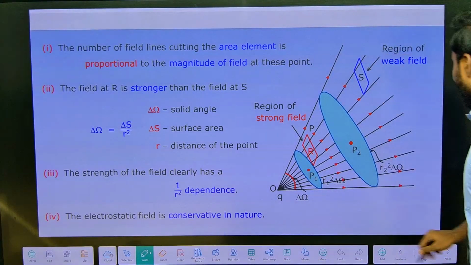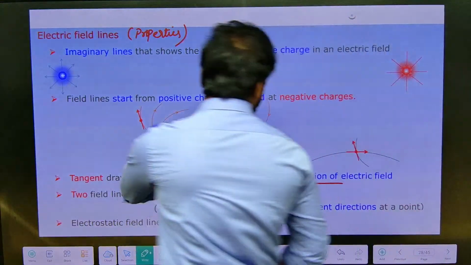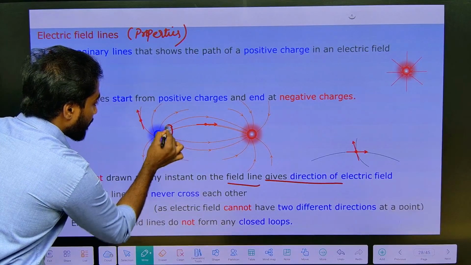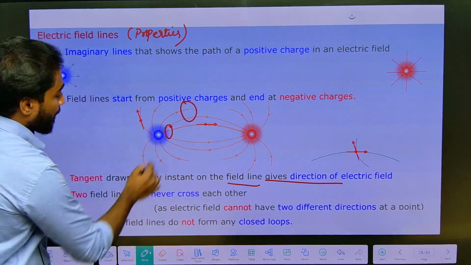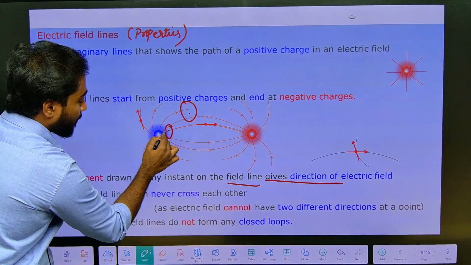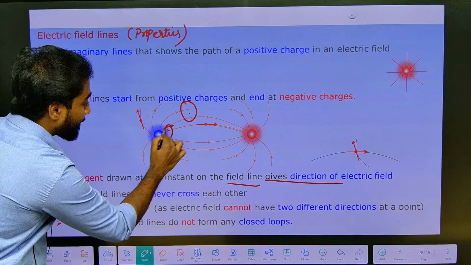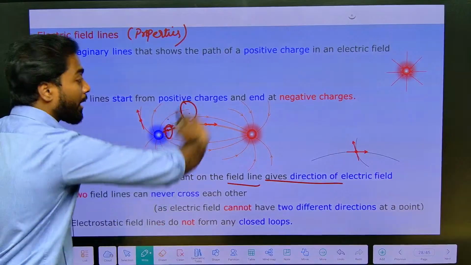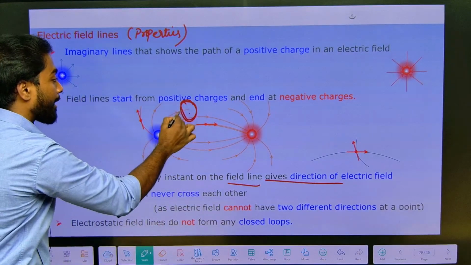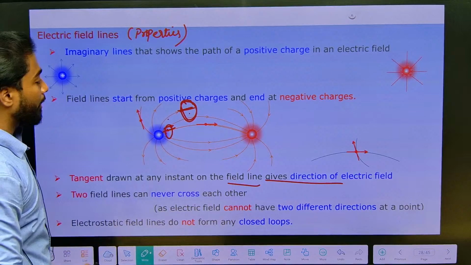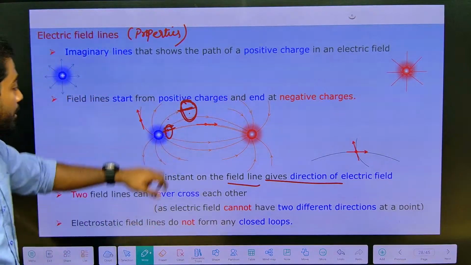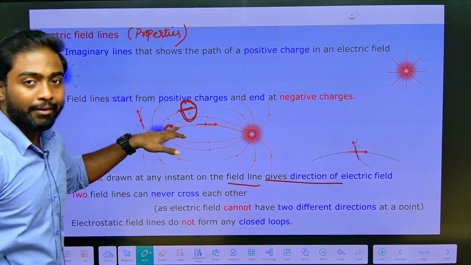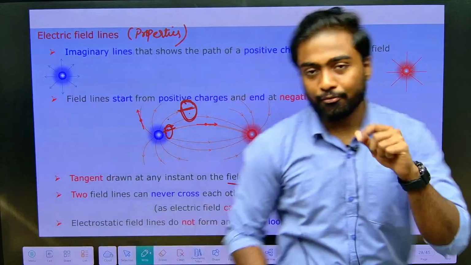If I look at this point and this point, at this point the number of field lines cutting is more, because it is near the charge. When we go away from the charge, the number of field lines cutting decreases. When we are near the point charge, the force also increases, and the field also increases, so the field lines also increase.